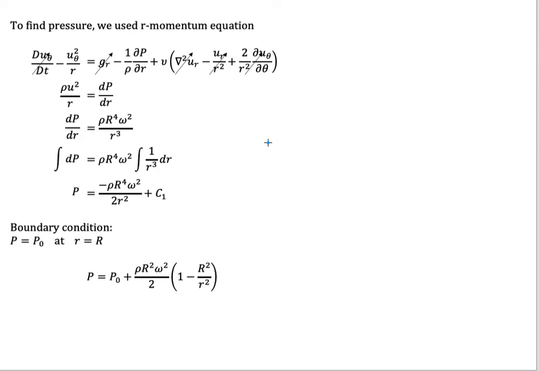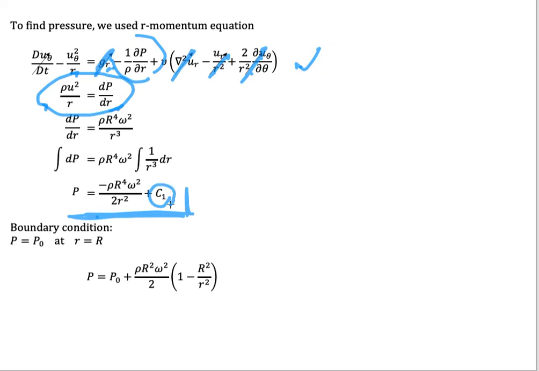Then to find the pressure, we use the R momentum equation. So we have the du d theta, we have the u naught over u square over r and so on. We simplify all the things here. Again, the gravity is 0, and you could understand why everything is 0 here. So we have this term, and then we change it into this one. Because we only have one term of differential form, we just integrate it once, and then we could get these terms.